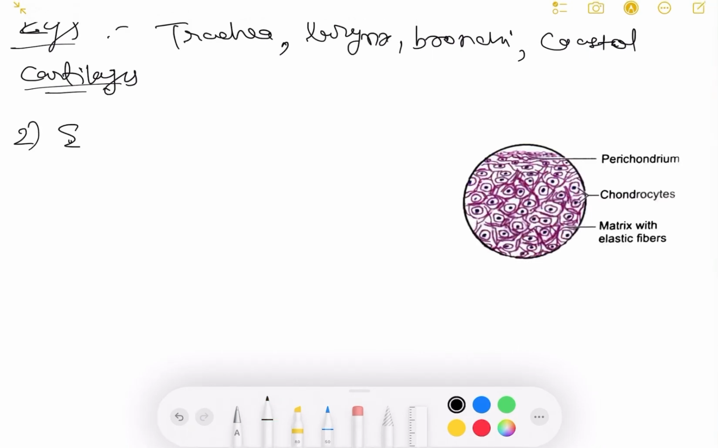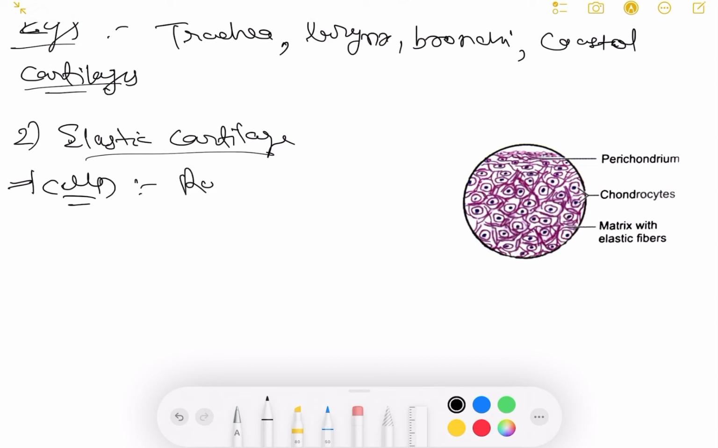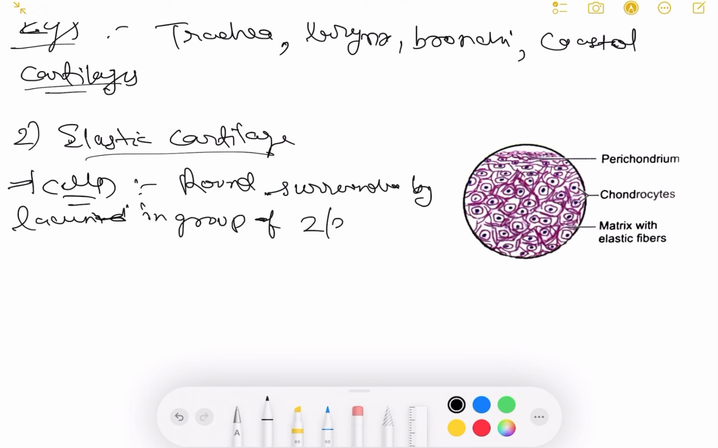Now next, elastic cartilage. Now if we talk about the cells of the elastic cartilage, they are round, surrounded by lacunae, and in groups of 2 or 3 cells. You can see in the figure now, these chondrocytes. Now see, they are surrounded like this in groups of 2 or 3 cells, and they are round. So they are something like this.